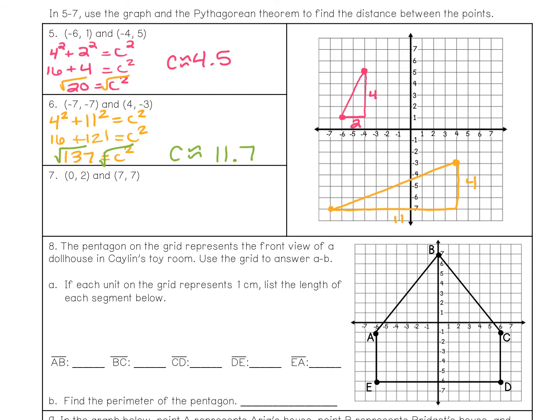All right, looking at number 7, I've got a point of 0, 2, and I've got a point of 7, 7. So when I draw my legs, I've got 5 and 7. Obviously, I'm missing my hypotenuse, which is that diagonal. So I've got 5 squared and 7 squared as legs.